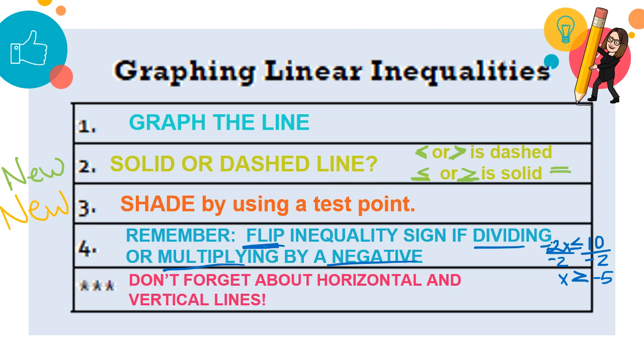And one little thing, don't forget about how horizontal and vertical lines work. Meaning horizontal lines are always going to be y equals a number. So that's going to look a little different. Now it's going to look like y is less than a number, for example. And vertical lines are always x equals a number. So now it might look like x is greater than a number.